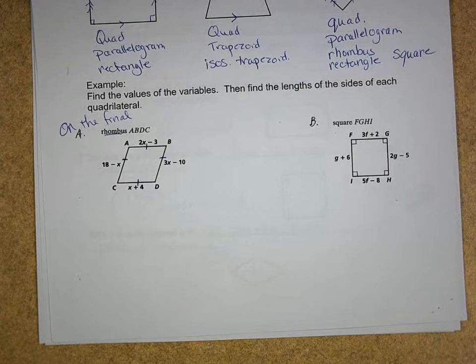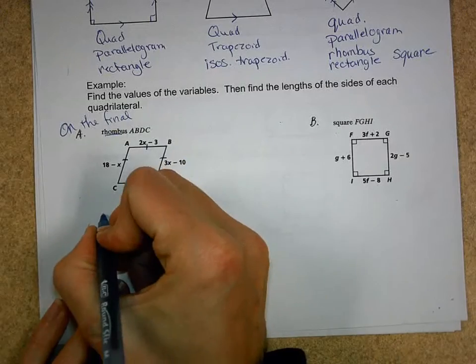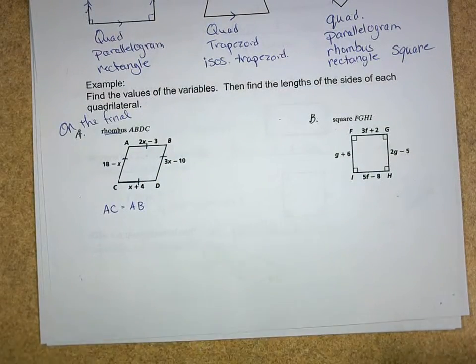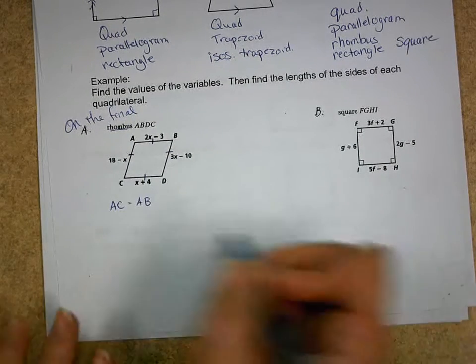Pick any two you want. Now here, I'm going to pick AC and AB. Now, don't ask me why I picked those two. It's just the two I picked. As long as I set those two equal, or any two that are the same equal, I'm going to get the same thing. So pick two different ones if you want.